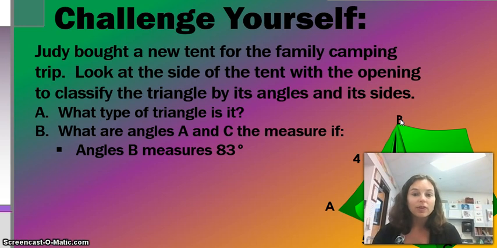We know that all of the angles in a triangle, angle A plus angle B plus angle C, have to equal 180 degrees. So if this angle equals 83 degrees, what do this and this angle have to measure up to? Now I want you to know that angle A and angle C, whatever it is, have to equal exactly the same amount. That's the clue I'm giving you.